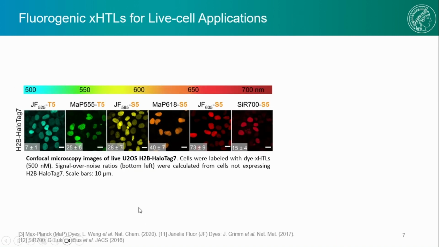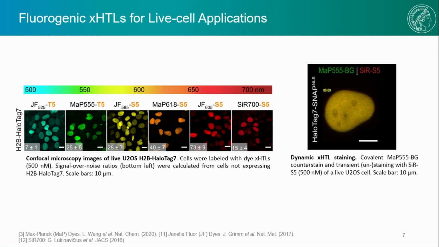Next, we combined S5 and T5 with a range of fluorogenic rhodamine dyes, mostly from the Max Planck dye series and the Janelia Fluor series. And as you can see here, in those confocal live cell imaging experiments, all of the probes delivered specific and bright nuclear signal from U2OS cells expressing histone 2B HaloTag fusions.